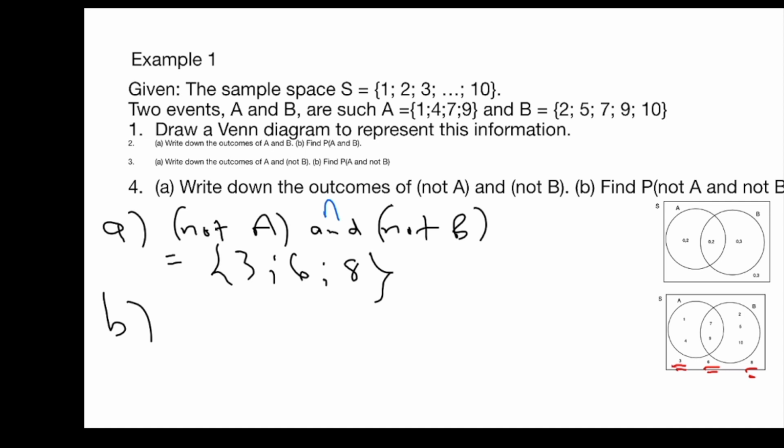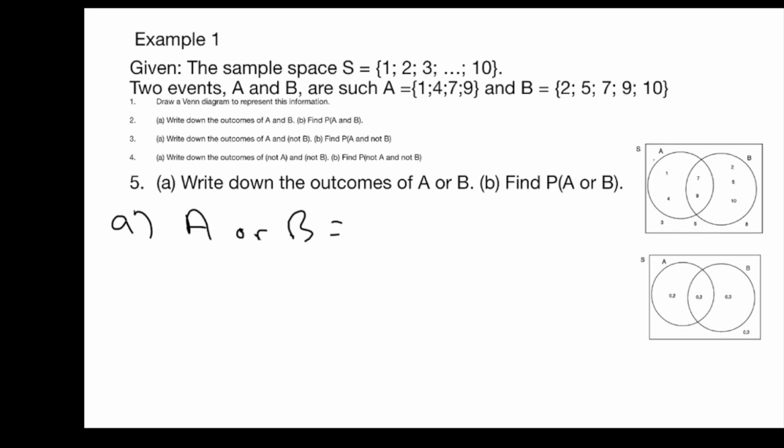And then the probability of not A, I'll write not A like this, and not B. So it's not A and not B. How do you use the probability diagram there? As long as you know that not A and not B is the region outside A and B, you will then know why your answer should be 0,3. So it's 0,3.